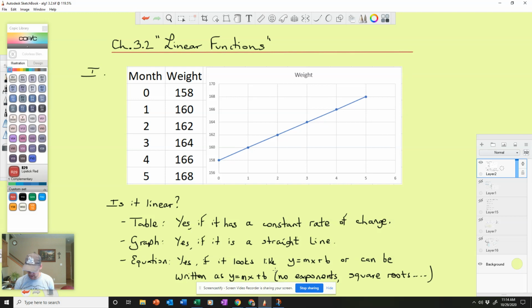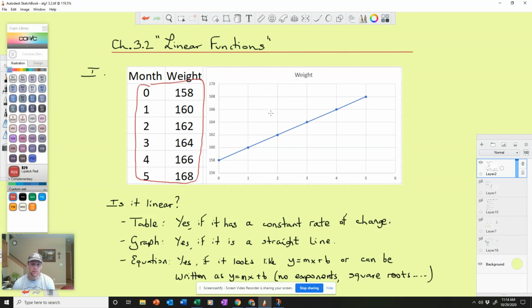So the question in this section is basically this. Is a function linear? So last chapter we learned what a function was. It's simply a relationship between some input and output values. And if every input value, like 0, has one output value, like 158, that's called a function. So today we're going to determine if a function is linear. In the next few chapters, chapter 3 and chapter 4, we'll be working with what are known as linear functions. So the question is, can you recognize a linear function when you see one?